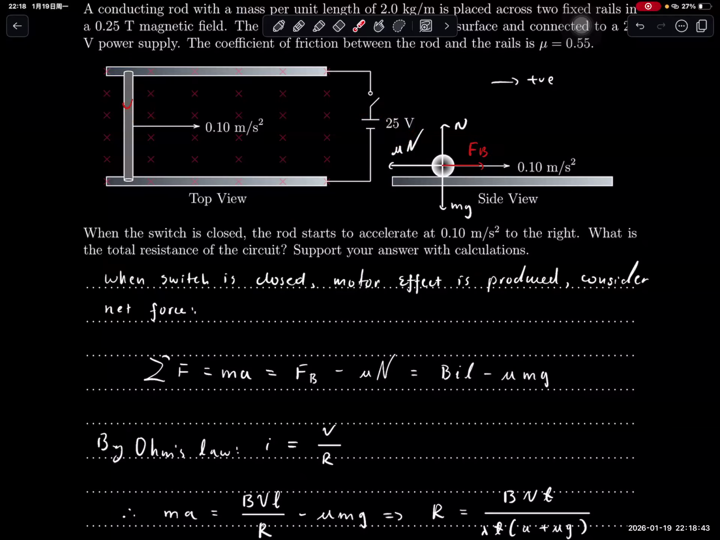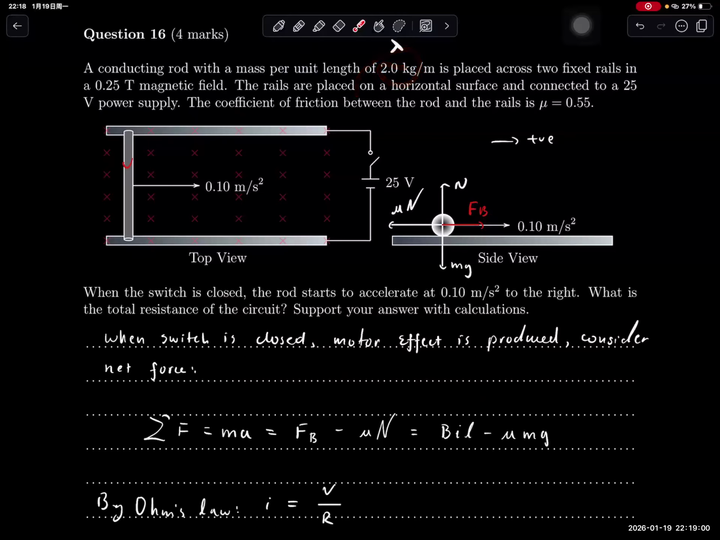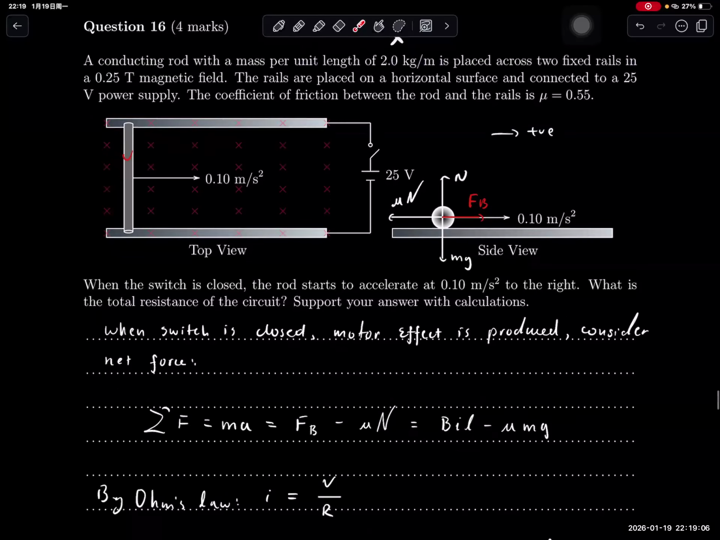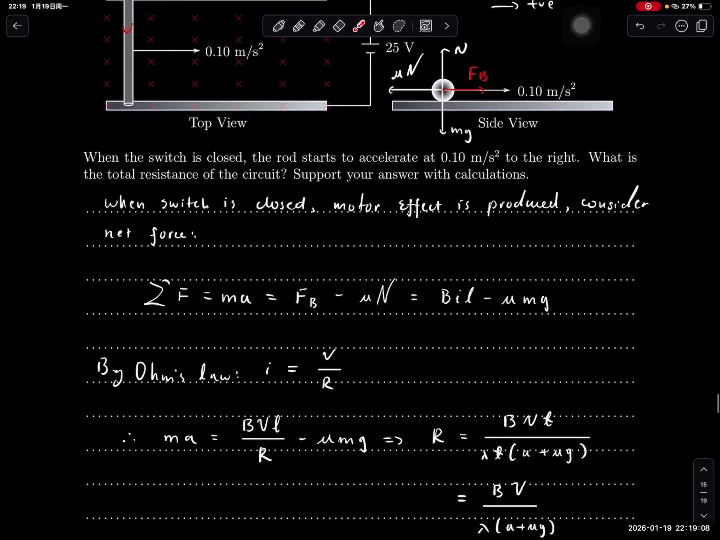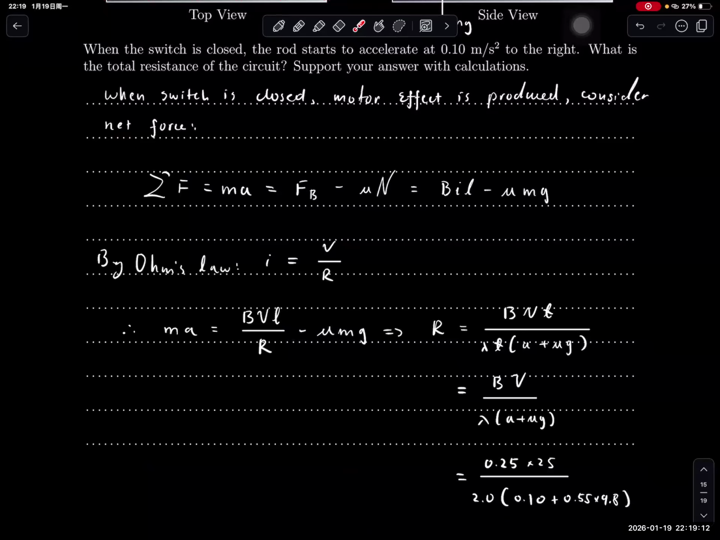This current induces a motor effect. The motor effect in the magnetic field produces a force, and that force results in a 0.1 meters per second squared acceleration. We can use Newton's second law to equate with the motor effect. We also know the mass and length, so we can calculate the force, and then we can calculate the total resistance from that. These are all the equations.